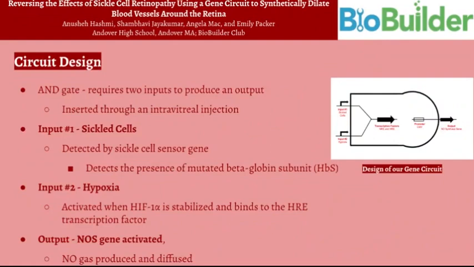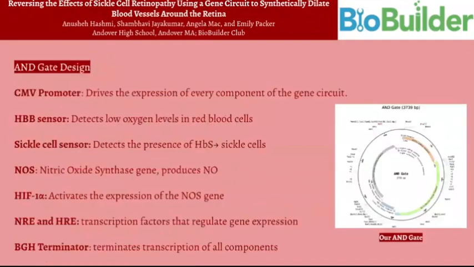Our circuit functions as an AND gate, which is formed by the combination of two inputs to produce an output. The first input is sickled cells, which is detected by the sickle cell sensor promoter and coding sequence. And the second input is hypoxia, which is detected by the HBB sensor promoter and coding sequence. After sensing these two inputs, the nitric oxide synthase gene will be activated, which will produce nitric oxide synthase in the blood vessel, which will induce vasodilation and increase blood flow to the retina. Once the gene circuit is injected, it will begin to detect sickle cells and low oxygen levels right away, and the nitric oxide will get produced and diffused into the surrounding tissues.